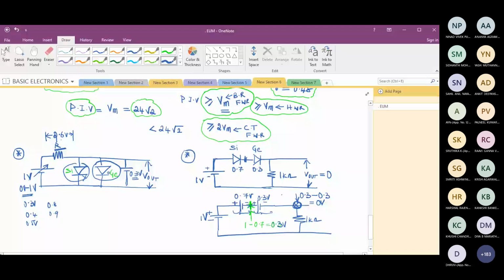So the answer here is 0.3. So what conclusion can you draw from this circuit? Speak up, even if it is wrong, I don't mind. The electron takes the shortest path. Parallel diode.